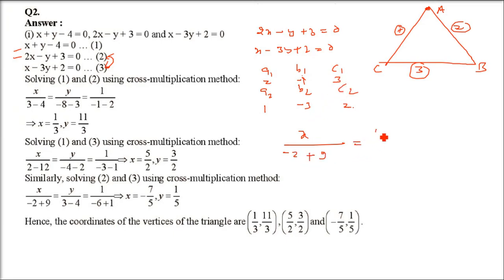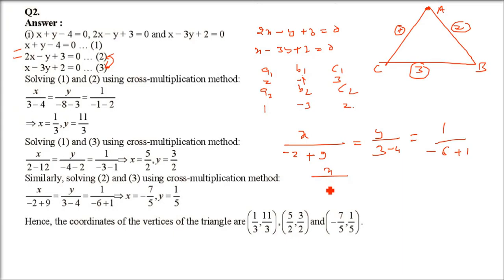Coming to y, c1 a2 minus c2 a1. So what do we have? It's 3 into 1, c1 a2, 3. Then we have 2 into 2, 4, so 3 minus 4. Then 1 by a1 b2 minus a2 b1. a1 b2, so 2 into minus 3 is minus 6, minus 1 into minus 1, that is minus 1 times minus 1, so minus becomes plus.